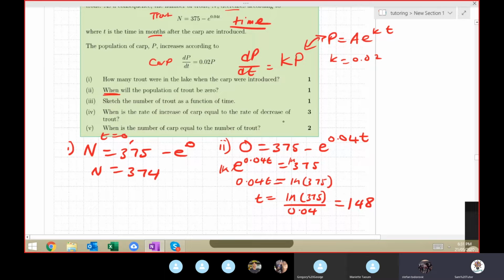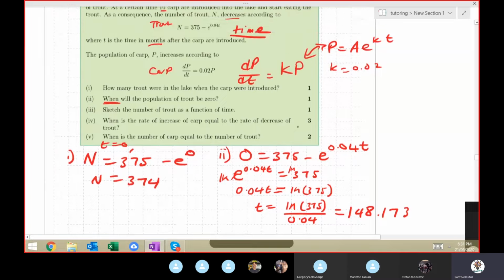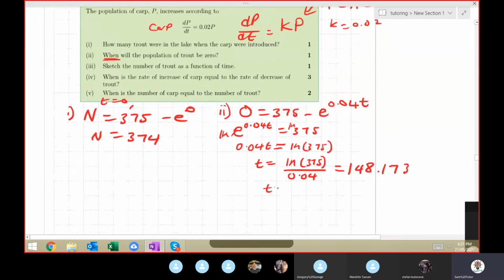So when will the population of the trout be 0? Well, if you said 148, it would not be right because it won't be 0 at 148. It'll be 0 at 149, or around that point. So when T equals 149 months. Do you get that? At 148 months, you haven't reached 0 just yet. It'll be like 0.1, but not 0. So when it's 149 months, you would have reached 0.